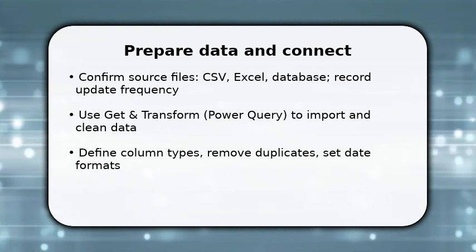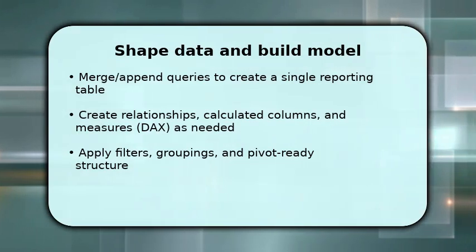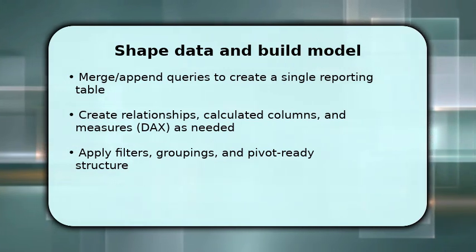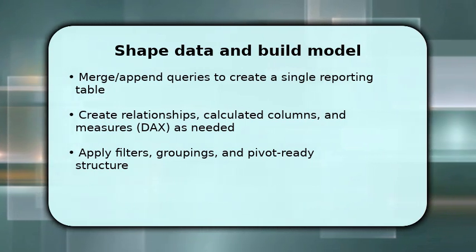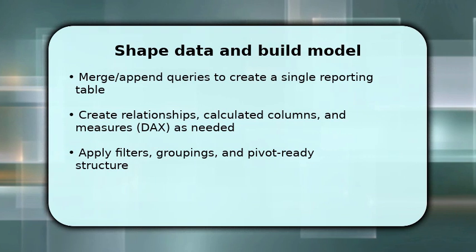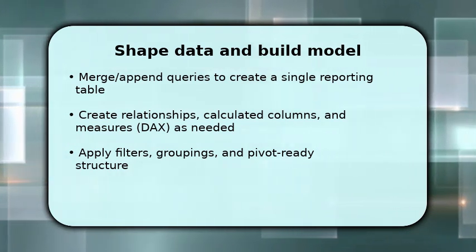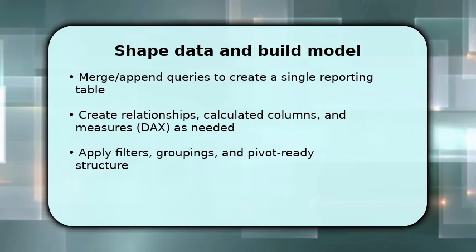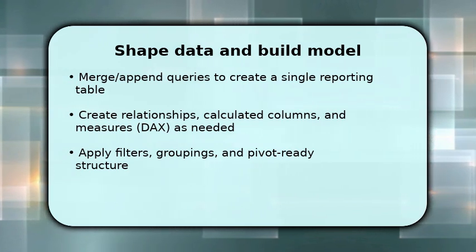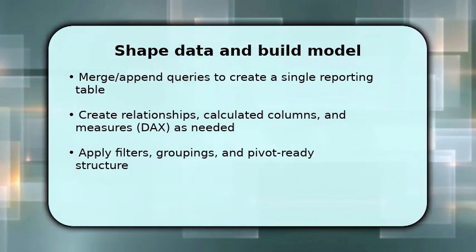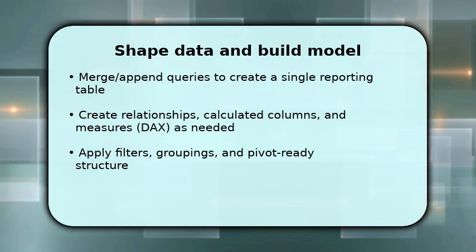Once your raw tables are clean, you shape them into a reporting model. Merge or append queries to consolidate datasets and create relationships between tables so calculations behave correctly. Add calculated columns or measures with clear names. Simple DAX like SUM, CALCULATE, and FILTER often covers most needs. Then structure data for pivots. Remove extraneous columns and ensure categorical fields are consistent. This middle stage turns messy inputs into repeatable, performant reporting tables.